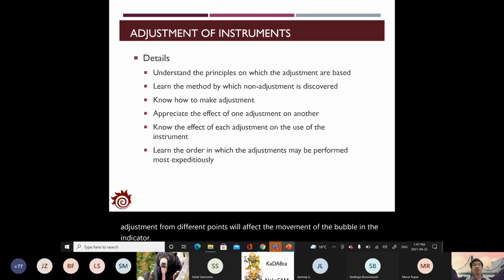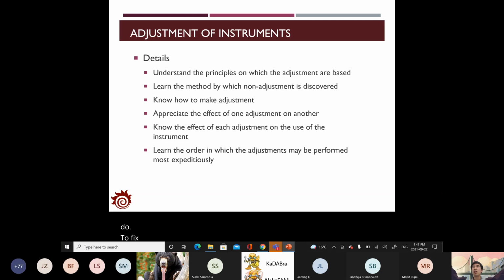And the last thing, which is very important, is that we have to know the order in which to do the adjustments. There will be some standard procedure for the adjustment, and if you see one kind of issue with the instrument, you should know what you need to do to fix it.